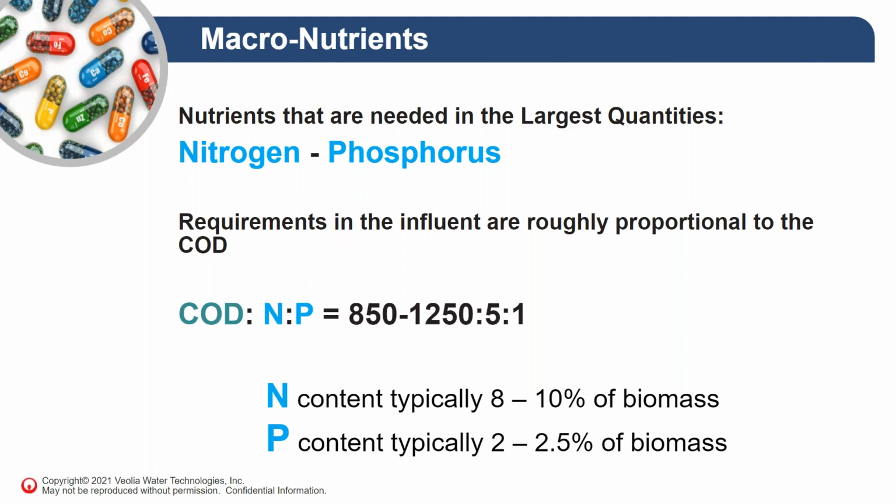So how do we know how much nitrogen and phosphorus is required? Well, first of all, we know that you need, let's say, a 850 to 1250 to 5-to-1 ratio of COD to N to P in the influent wastewater to ensure that you have enough nutrients. And where did that ratio come from? Well, it comes from the fact that in the bacteria, nitrogen is typically 8 to 10% of that biomass, and phosphorus is about 2 to 2.5% in the biomass. So that's where those ratios come from.